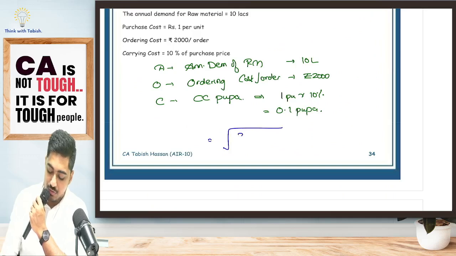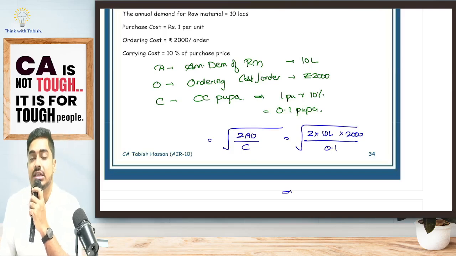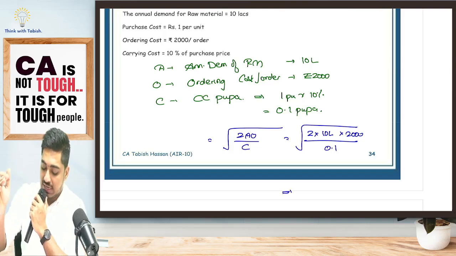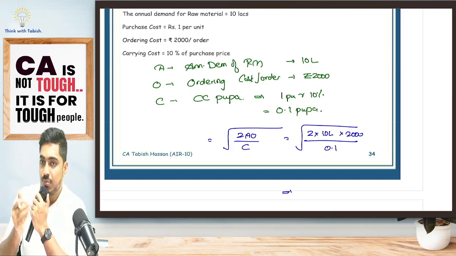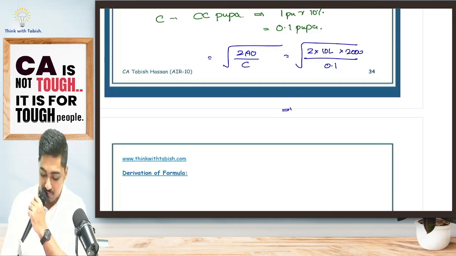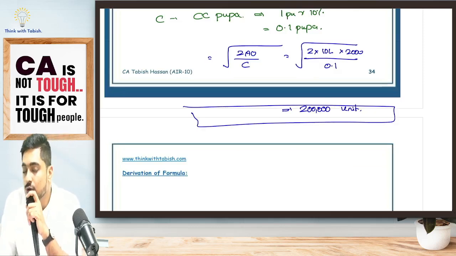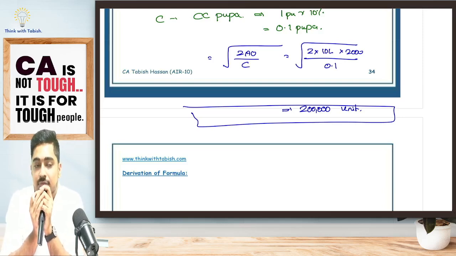So it is the square root of 2AO divided by C, which is the square root of 2 into A, which is 10 lakh, O is 2000, divided by C, which is 0.1. While you are doing your calculation, simple point: 2 into 10 lakh into 2000 divided by 0.1 equals, then put a square root. How much are you getting? 2 lakh units you are getting. And what is the answer that we also got? 2 lakh. That means what Mr. Wilson is telling is right.